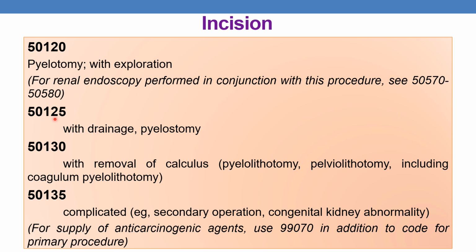The next is 50125. Pyelotomy with exploration with drainage, pyelostomy. The next is 50130. Pyelotomy with removal of calculus, that is pyelolithotomy, pelviolithotomy, including coagulum pyelolithotomy. The next is 50135. Pyelotomy complicated due to secondary operation, congenital kidney abnormality, etc. And for supply of anti-carcinogenic agents, use 90070 in addition to the code for primary procedure.